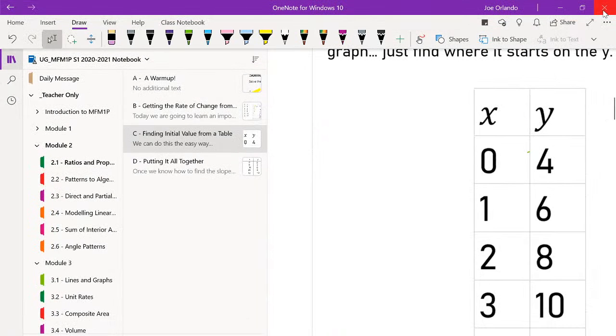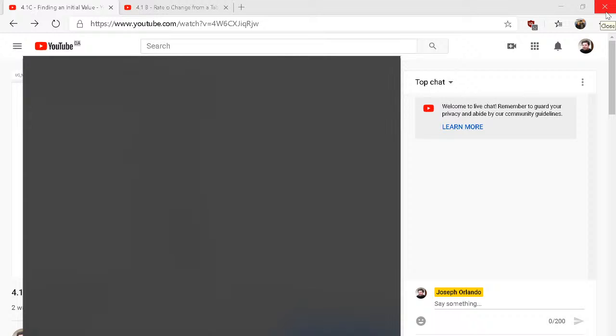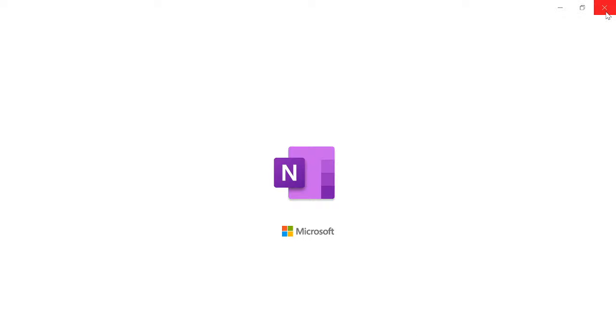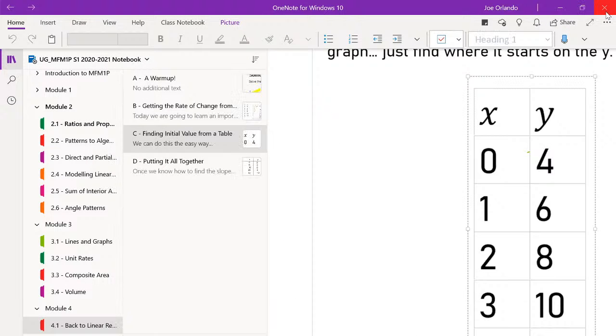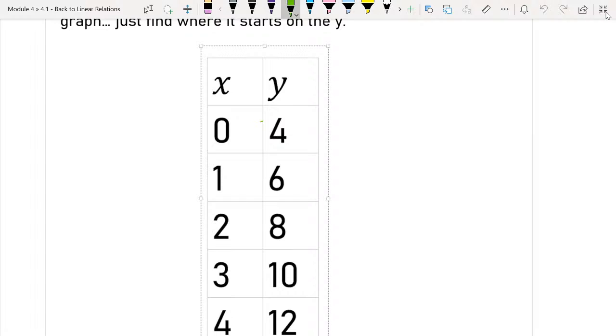I apologize for the technical difficulty. This happens every once in a while with OneNote, where I have to restart it to be able to change my pen color. Very embarrassing, and I apologize.